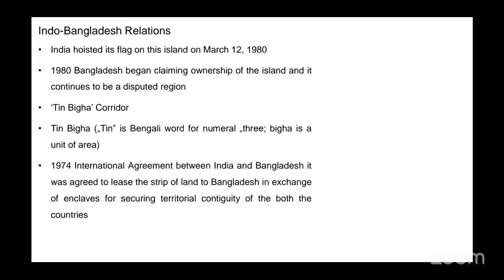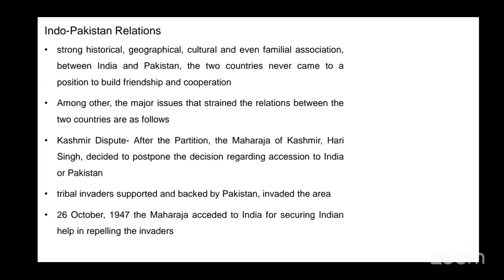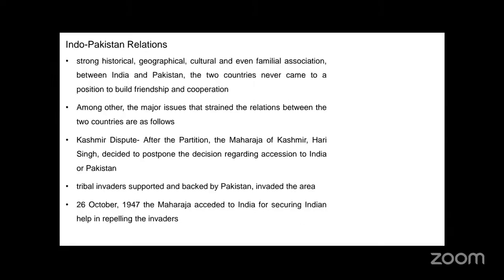First, let us understand India and Pakistan, as we have already read about India and Bangladesh. We have a strong geographical, historical, cultural, even familial association between India and Pakistan. So we came to a position to build cooperation and friendship. If you know Aman Ki Asha, Lahore bus diplomacy, the friendships, enhanced cooperation, and the corridors that have been recently opened, all these have led to building up a positive position between India and Pakistan.